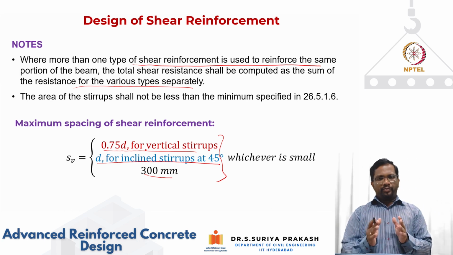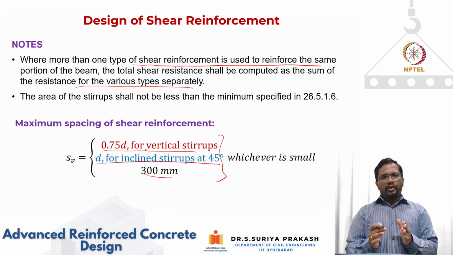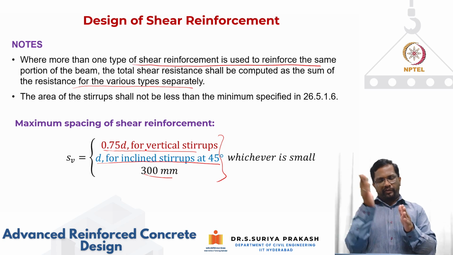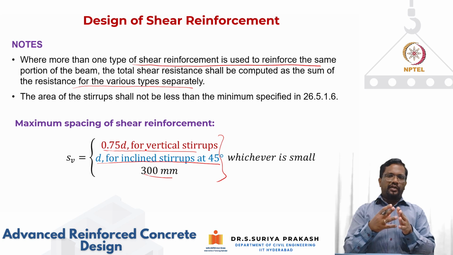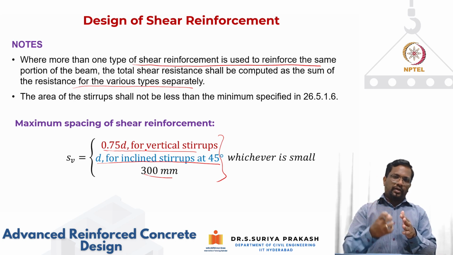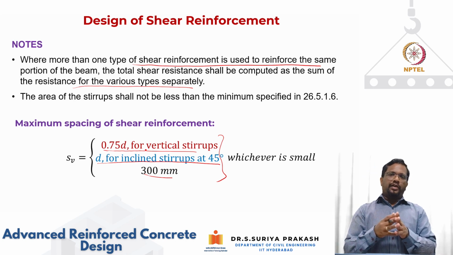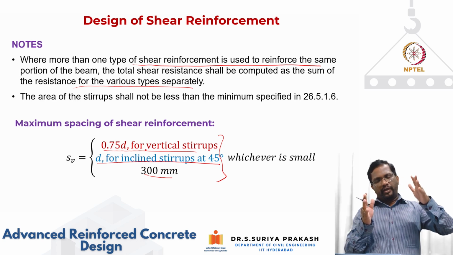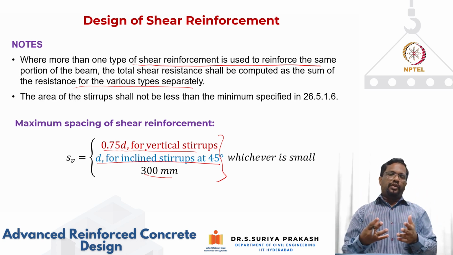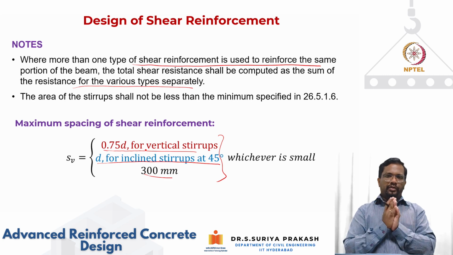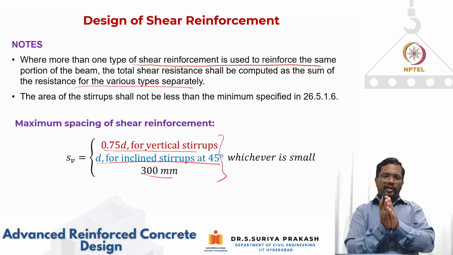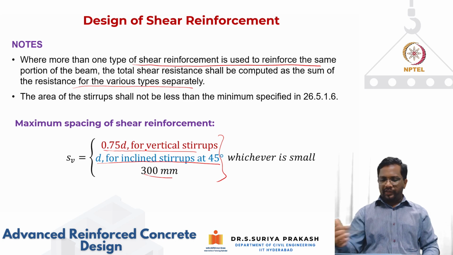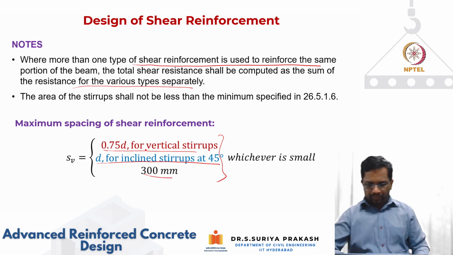So again, why do we put this maximum spacing requirement? Because when you have an inclined crack forming, I should still be able to generate resistance through aggregate interlock, dowel action, and the uncracked concrete. When your crack width becomes wider, then all these contributions will not be effective, so only the stirrup will be effective in resisting shear. So for a good design, if you are putting closer stirrups, then you can limit your shear crack width. Then you can realize all the other contributions.